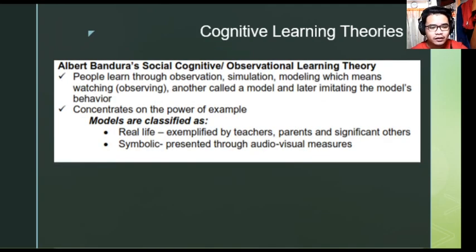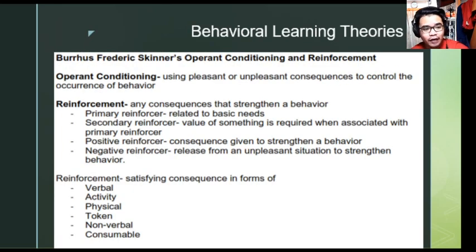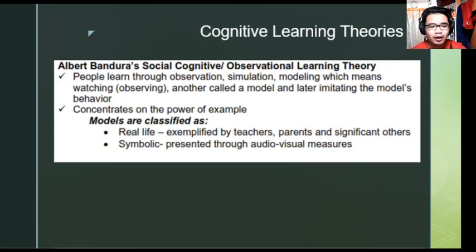So, another cognitive learning theory is Albert Bandura's social cognitive or observational learning theory. So, ang point lang nito is that learners can learn through observation. Okay, so behavioral, tapos na tayo dyan, no? So, tatlo yung ating theories na pinag-usapan dyan, yung operant conditioning ni Skinner, yung classical conditioning ni Ivan Pavlov, and yung laws of learning ni Edward Lee Thorndike. So those are behavioral learning theories. Now let's proceed with cognitive learning theories.